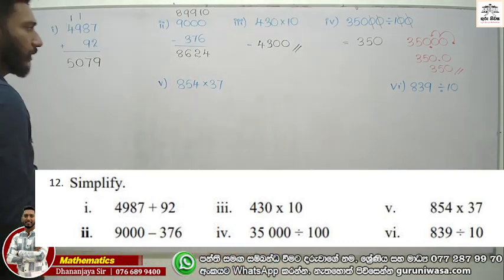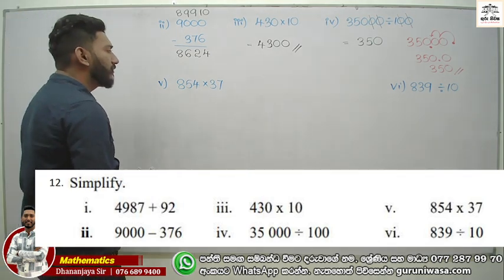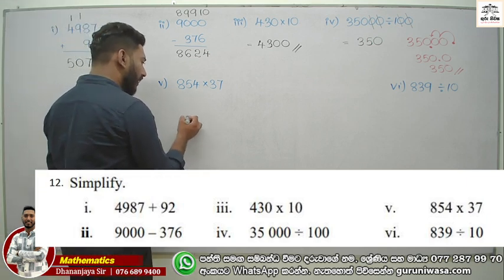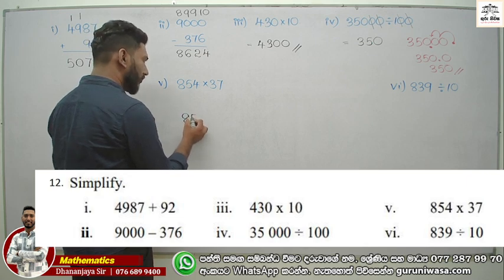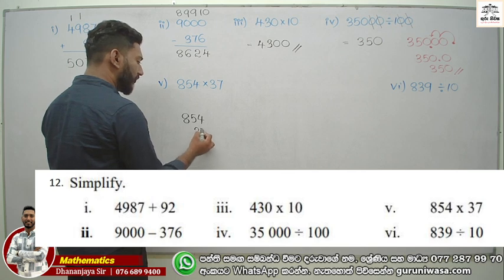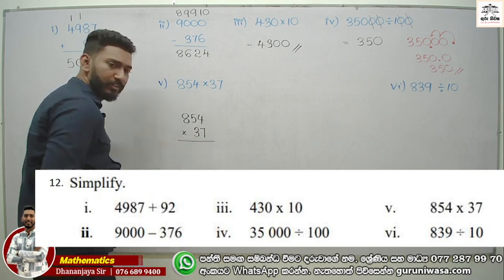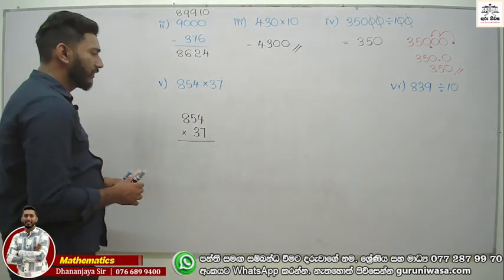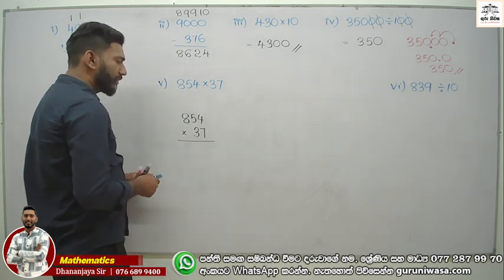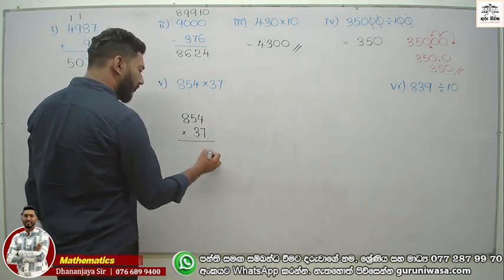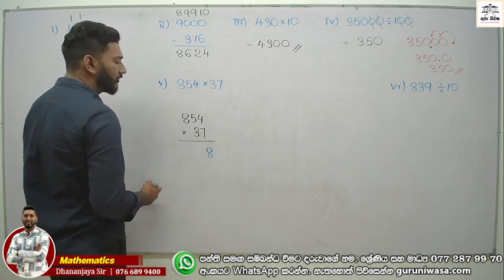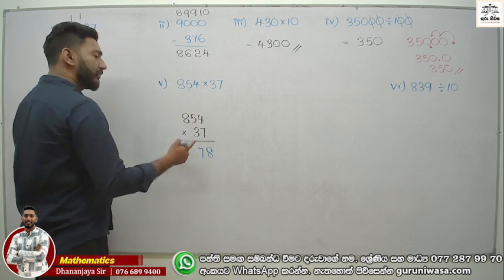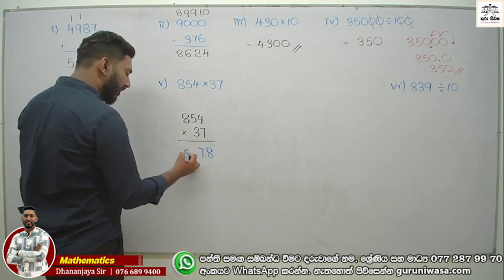Okay. Now next one. 854 multiplied by 37. Now you can write 854 just multiplied by 37. When multiplying by 37, firstly multiply by the 7. 7 times 4 is 28, 2 remainder. 7 times 5 is 35 and 2 is 37. 3 remainder. 7 times 8 is 56 and 3 is 59.